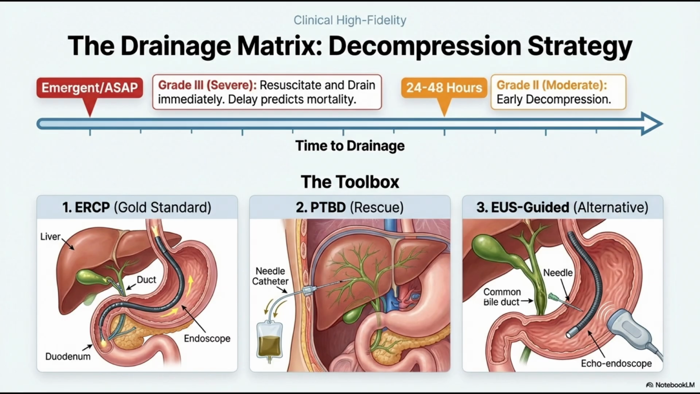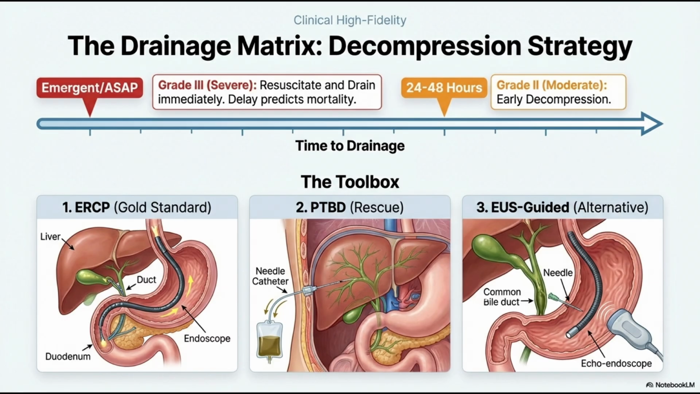Why is it the gold standard? Because it restores the natural flow. It's internal drainage, it uses the body's own plumbing, and there's no bag hanging on the outside. But sometimes you can't get there. Maybe they had a gastric bypass or the tumor's too high. Then you go percutaneous. PTBD, percutaneous transhepatic biliary drainage. A needle through the liver from the skin into a duct, and you place a drain. So an external drain. An external drain.